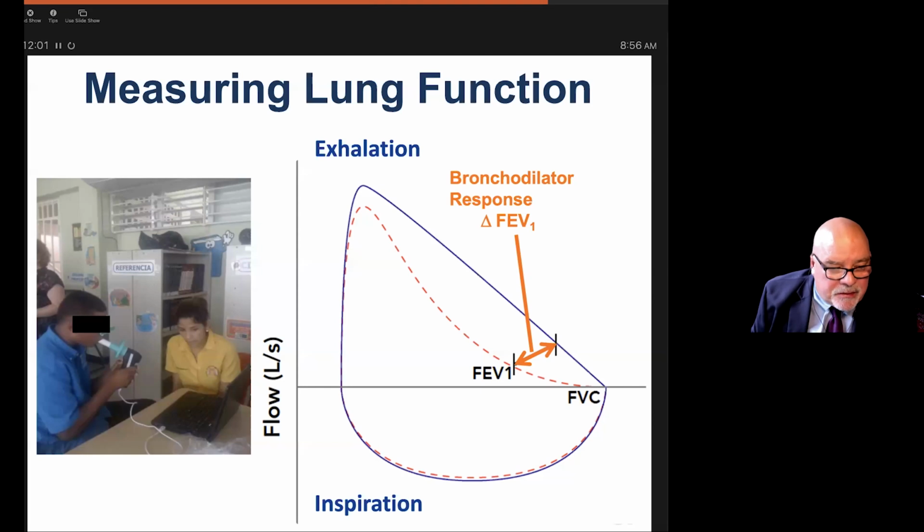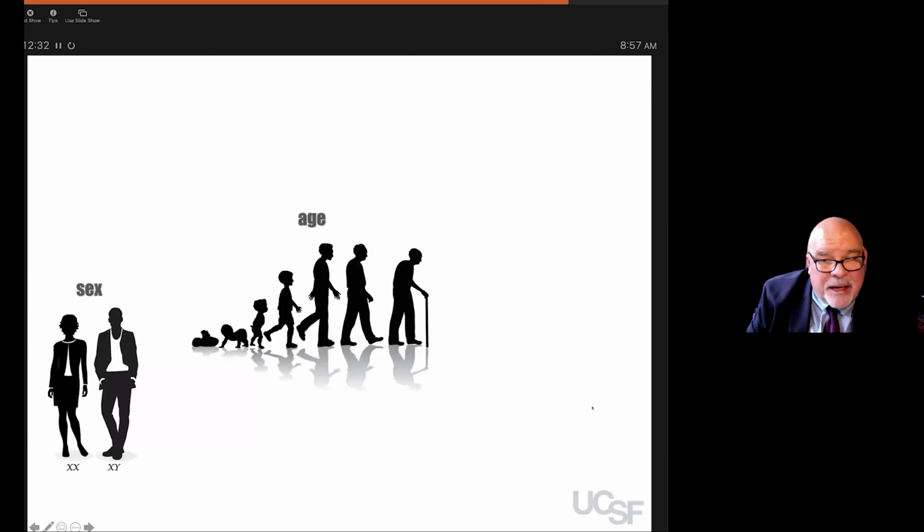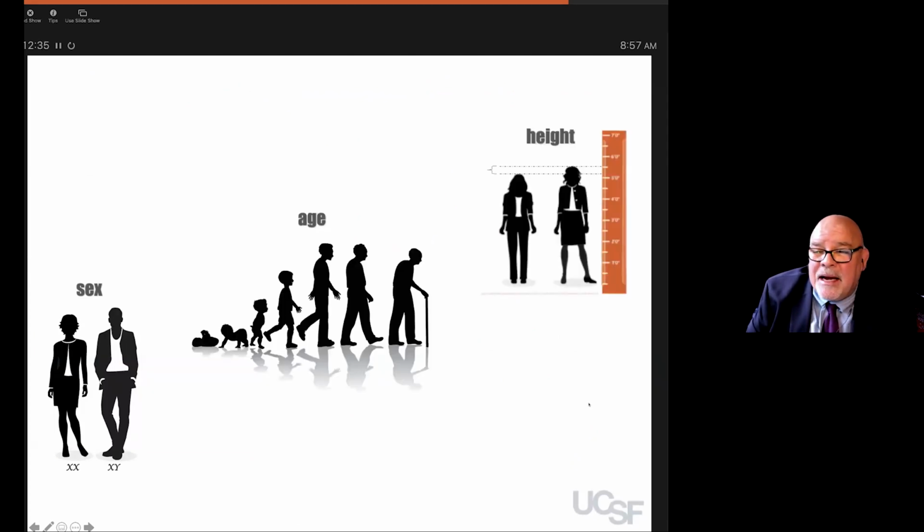And here's a little picture of little Juanito who has asthma. He has a nose clip. He's breathing into a machine. And on the top, we have exhalation. On the bottom, we have inspiration. And the dashed line is before an administration of an asthma bronchodilator, and the solid line is after administration of the drug bronchodilator. Now, we know that lung function is determined by sex. We know it's determined by age. We know it's determined by height.